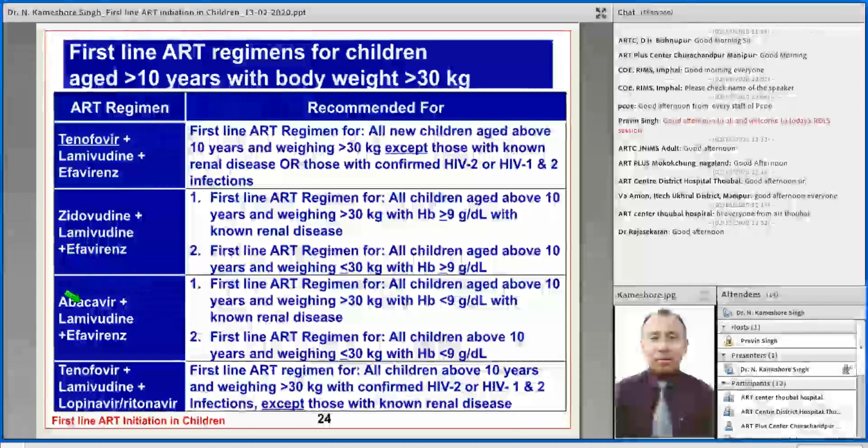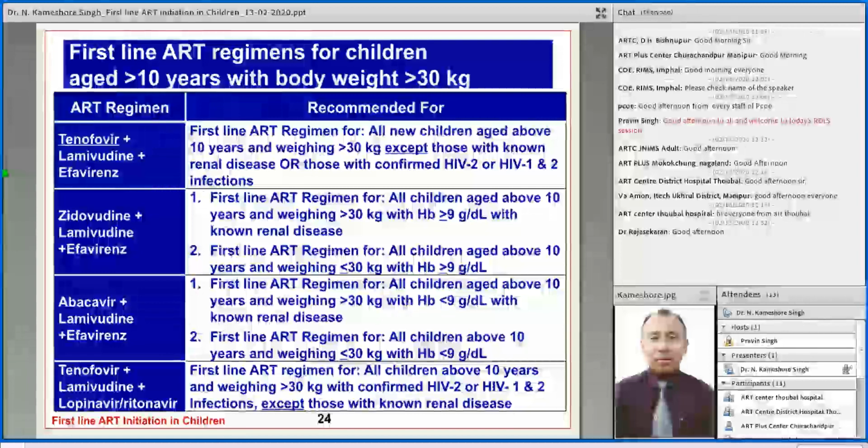However, we have to choose abacavir, lamivudine and efavirenz as first-line ART for all children aged above 10 years and weight more than 30 kg with hemoglobin less than 9 gram per deciliter with renal disease. That means with renal disease we avoid tenofovir, and according to the hemoglobin level we select either zidovudine or abacavir.